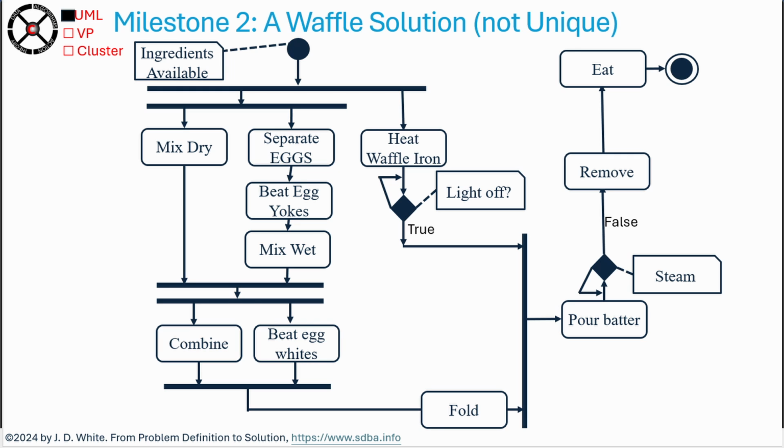I'd probably start with a comment, ingredients. I'll start my process with an assumption that all my ingredients are available. I'm going to assume that I've got all the ingredients available, and then I would probably start to throw my actions down.